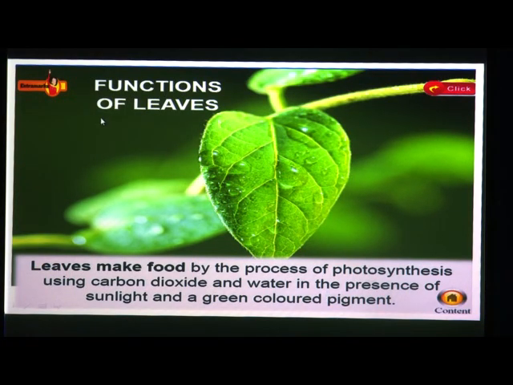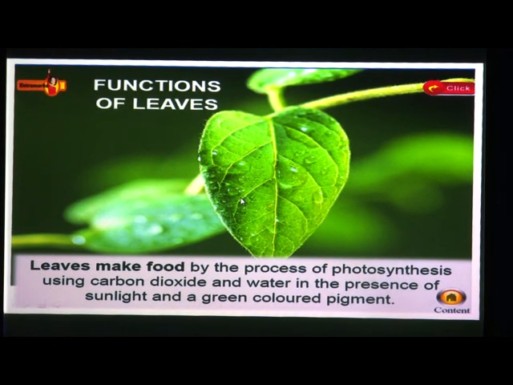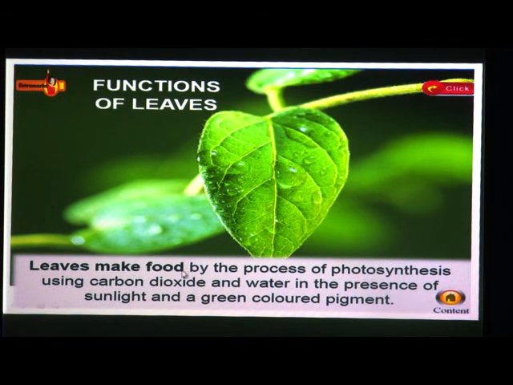Functions of leaves. As you know, leaves contain a pigment called chlorophyll, so they mainly prepare food for the plant. Leaves make food by the process of photosynthesis, using carbon dioxide and water in the presence of sunlight and a green colored pigment. So, the main function of leaves is to prepare food by the process called photosynthesis.